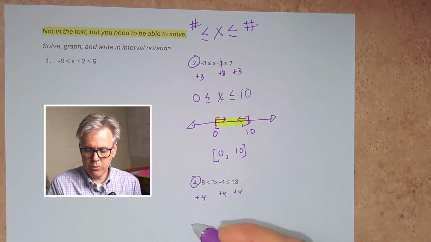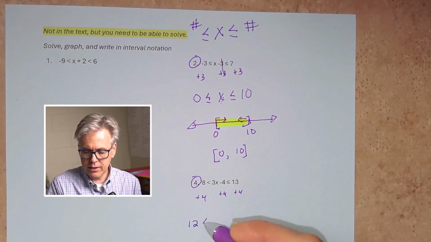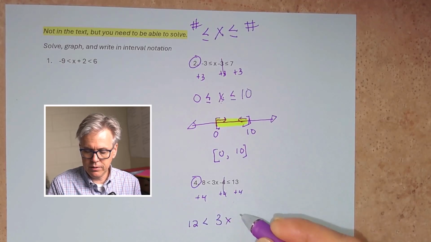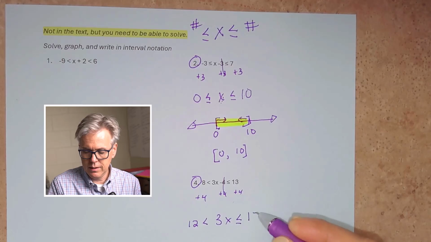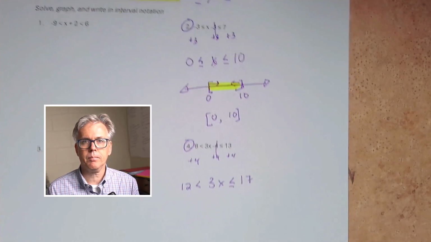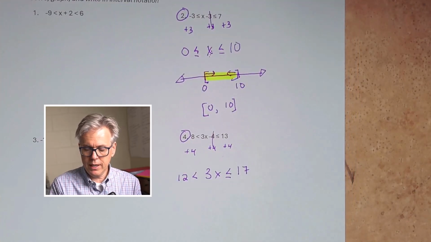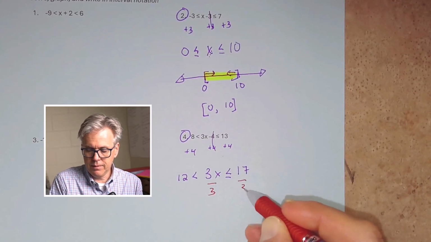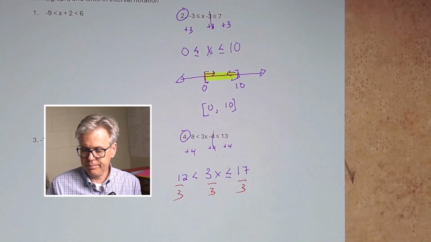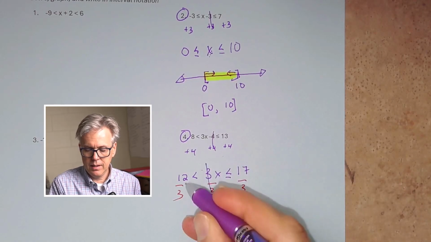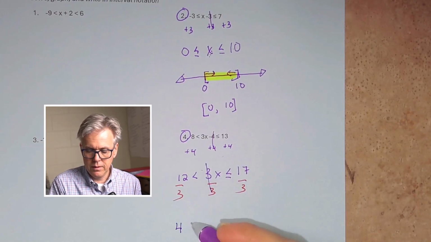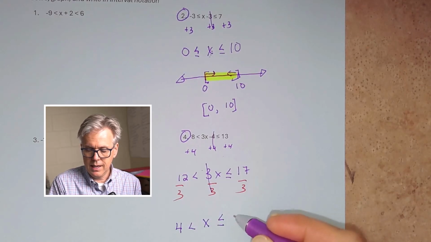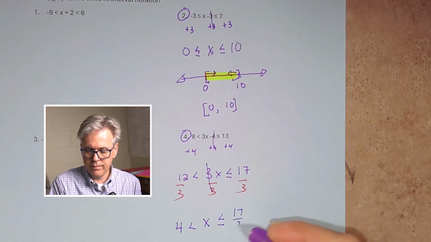So 8 plus 4 is 12. Bring down your inequality symbol. 3x is left, and then 13 plus 4 is less than or equal to 17. Okay, one more step. You got it. Divide by 3. But we divide all the parts by 3. So those cancel. And 12 divided by 3 is 4. So 4 less than, the x is left in the middle, less than or equal to, and we'll just say 17/3.